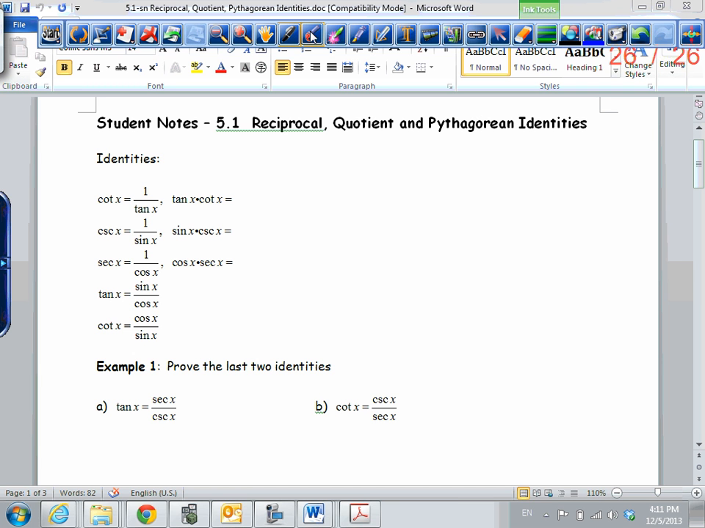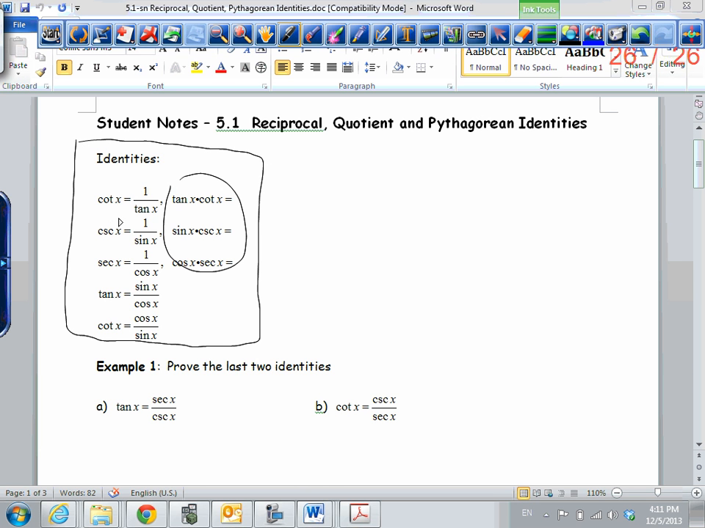Anyway, we got to know these identities, and you've learned all this before. We'll deal with this in a second. But all this: cotangent is 1 over tangent. Cosecant is 1 over sine. Secant is 1 over cosine. We also know that tangent is sine over cosine, and cotangent is cosine over sine. You've learned all of that before from me, or at least you were taught it.